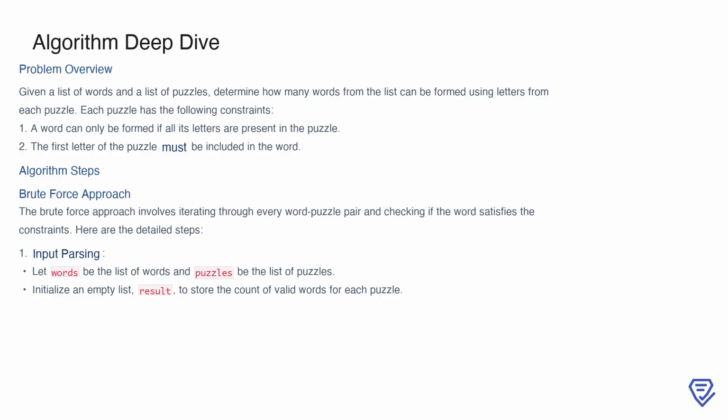To solve this, we can start by considering a brute force approach. This involves iterating over every word-puzzle pair to check if the word satisfies the constraints. First, we parse the input by identifying the list of words and puzzles, and we initialize a result list to store the counts of valid words for each puzzle. This setup lays the foundation for our brute force algorithm.